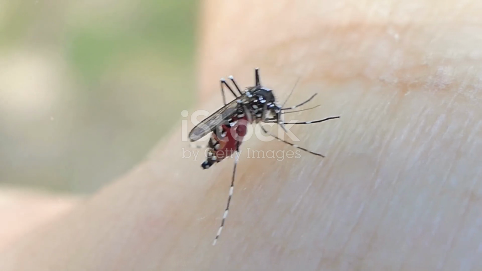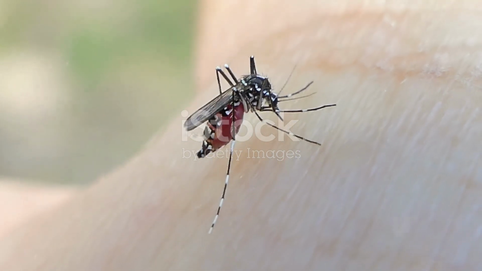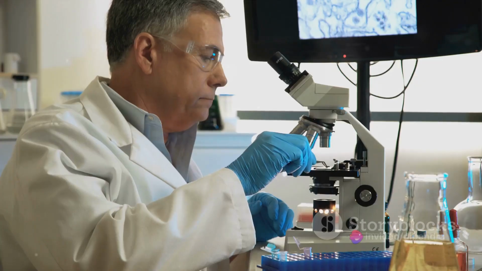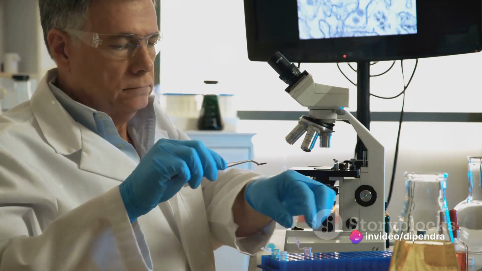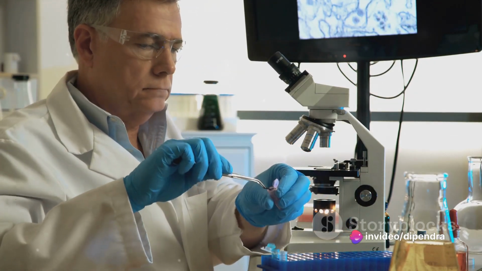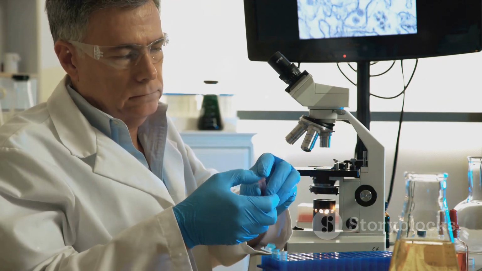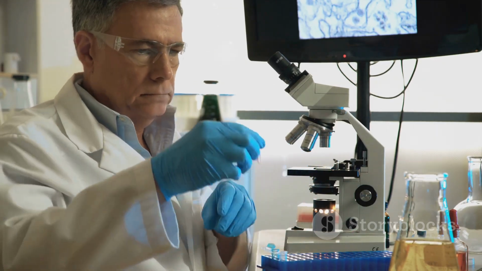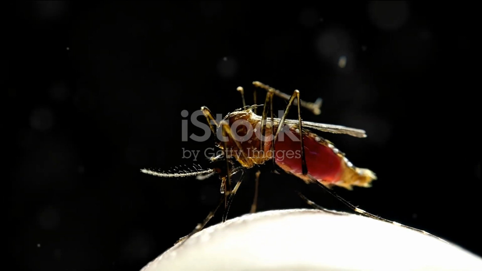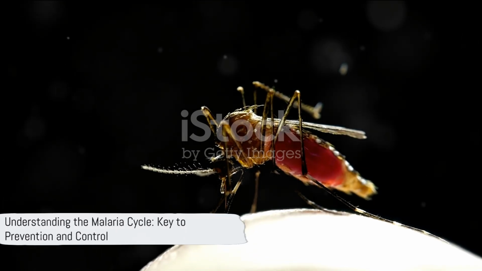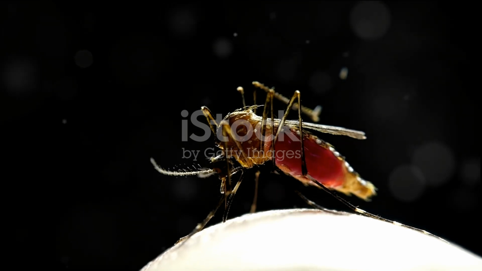Inside the mosquito, they mature into gametes, fertilize, and form zygotes, which then develop into new sporozoites. These sporozoites are ready to start the cycle anew, infecting other humans and spreading the disease of malaria. Understanding this complex life cycle is key in developing effective strategies for preventing and controlling malaria. Remember, knowledge is power, and understanding the enemy is the first step in defeating it.